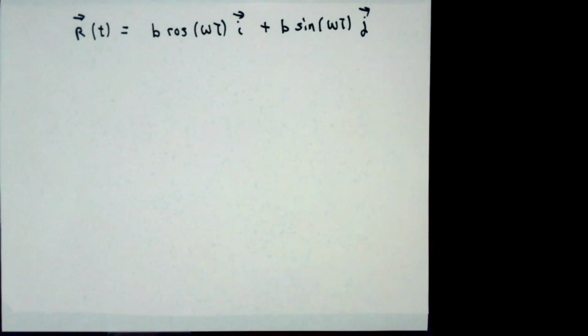Sine and cosine are periodic functions. If you'll remember from trigonometry, the period of cosine of omega t will be 2 pi divided by omega. Likewise, the period of sine omega t is also 2 pi over omega. The omega is going to be related to how much time it takes to make one complete trip around this circle.